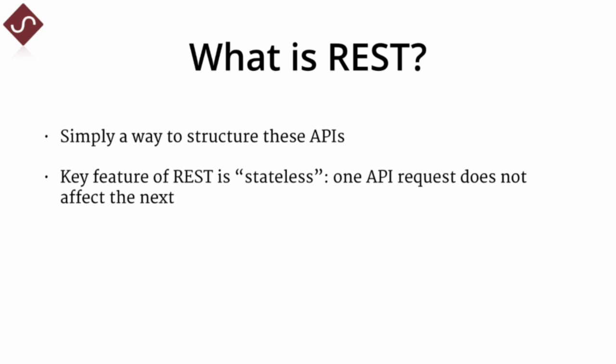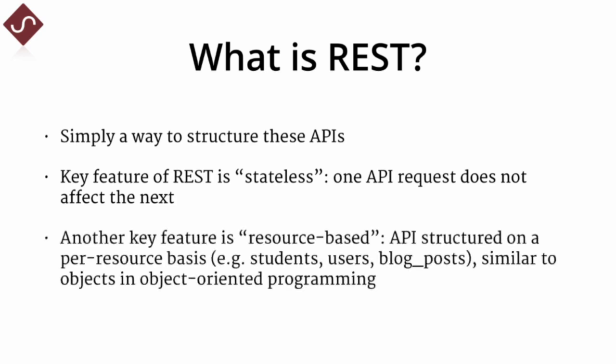the API works. Another key feature is resource-based. An API using REST is structured on a per resource basis. For example, you've got your students or your users or your blog posts or anything else. And this is very similar to objects in object-oriented programming. So you would have your /users/ID, for example, and you would get the user with that specific ID. Similarly, you could do the same with blog posts, or with furnitures, or with web page contents. So everything is resource-based, so that way it's very easy to understand exactly what's going on.